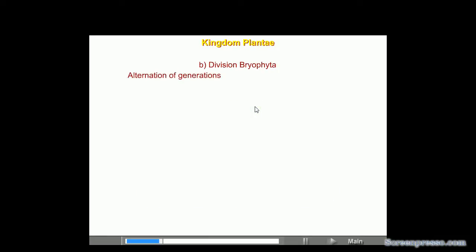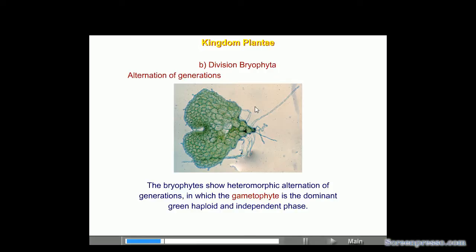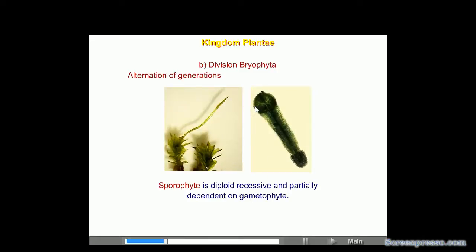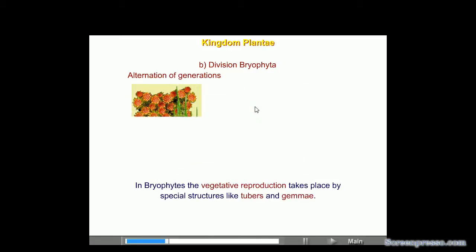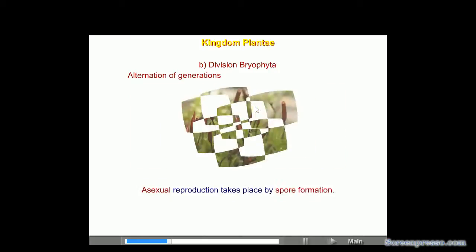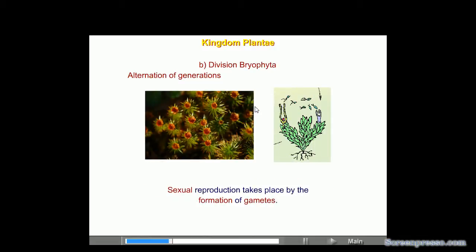Alternation of generation. The bryophytes show heteromorphic alternation of generation, in which the gametophyte is the dominant, green, haploid and independent phase. The sporophyte is diploid, recessive, and partially dependent on the gametophyte. In bryophytes, vegetative reproduction takes place by special structures like tubers and gemmae. Asexual reproduction takes place by spore formation. Sexual reproduction takes place by the formation of gametes.